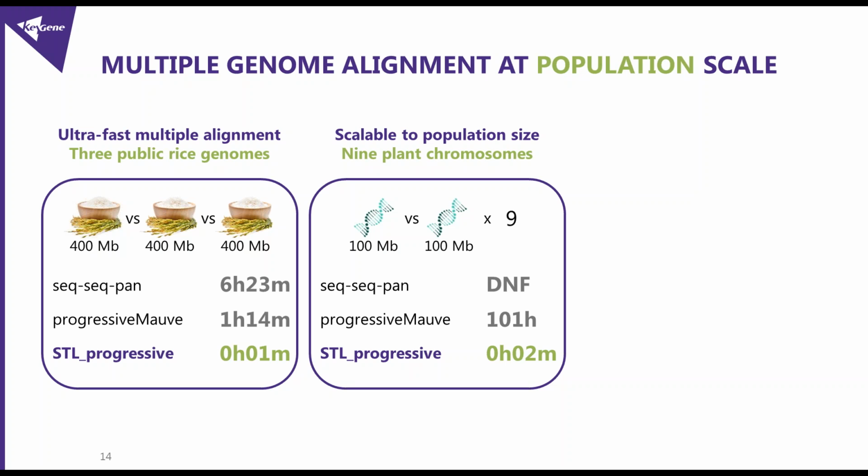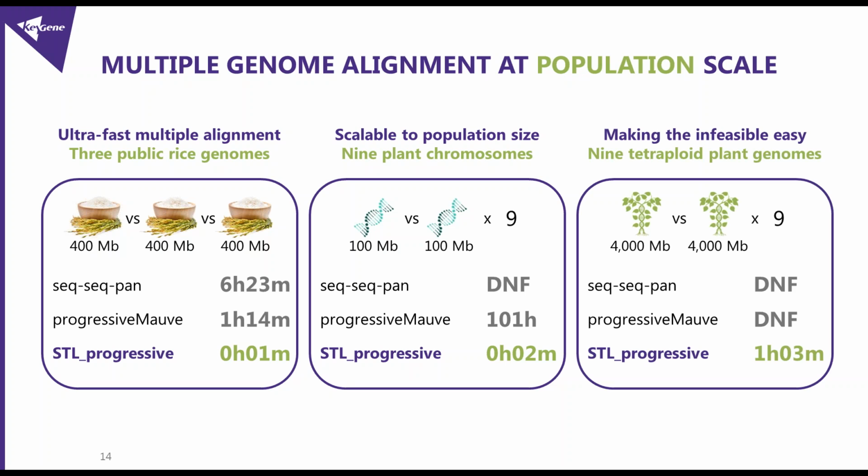Now, of course, single chromosomes is nice, but what about real genomes? Well, this single chromosome, of course, comes from a real genome. And we actually took the entire genome, which is a 4 gigabase tetraploid plant genome. And again, we gave it to all the 3 tools. Well, seq-seq-pan and Progressive MOVE could not make the alignment in 1 week, whereas STL Progressive took slightly more than 1 hour to finish the complete alignment of these entire genomes. And so this technology now allows us to build pan-genomes at population scale, because this scales almost linearly.